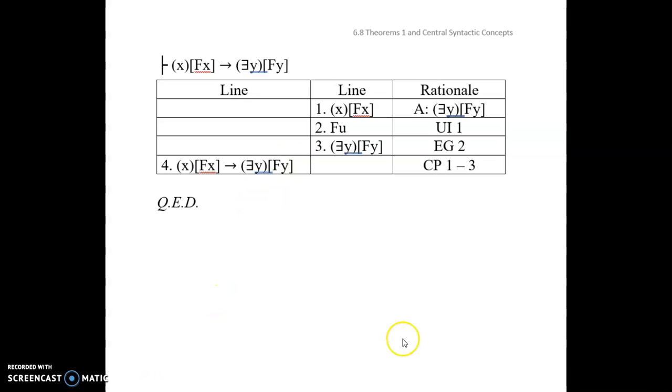Good work. Because of the time constraints, I want to move us into the next video, where we will continue this discussion and define some important syntactic concepts. So be sure to catch the next and second video on section 6.8, Theorems and Central Syntactic Concepts.